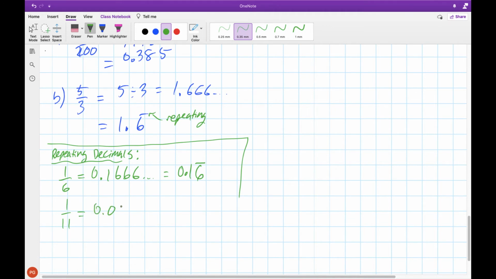If we have a different example, like 1 over 11, we'll get 0.09090909... In this case, the 0 and the 9 are repeating, so we can write this as 0.09 with a bar over both because both parts are repeating. So 090909. So that's how we would write it with repeating decimals.